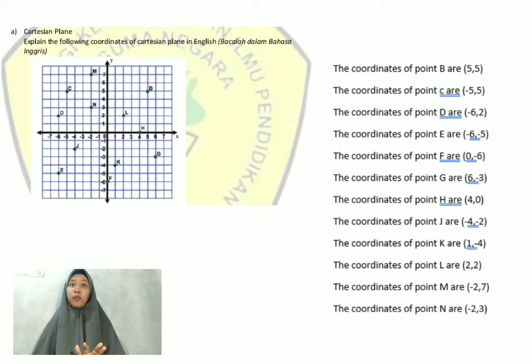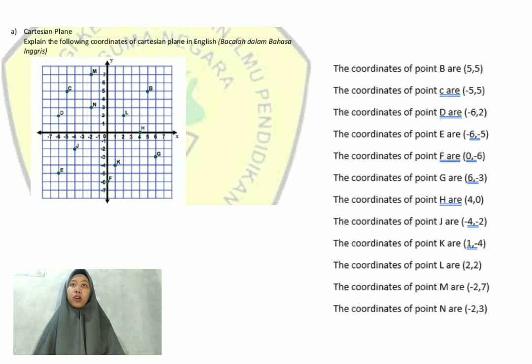The coordinates of point D are minus 6, 2. The coordinates of point E are minus 6, minus 5. The coordinates of point F are 0, minus 6. The coordinates of point G are 6, minus 3.